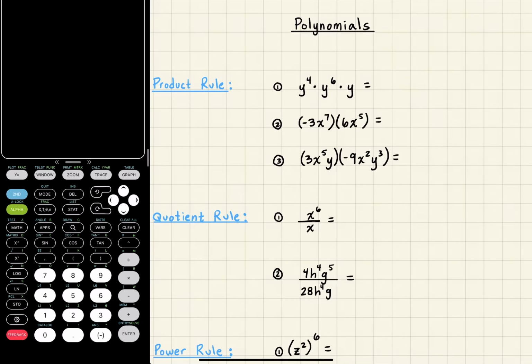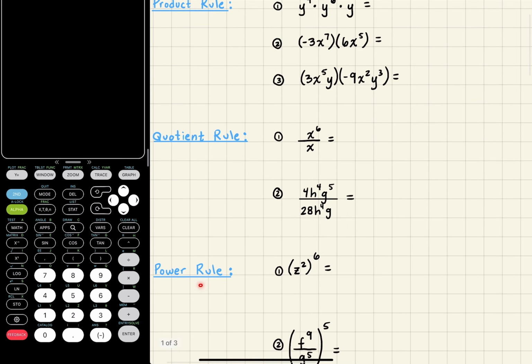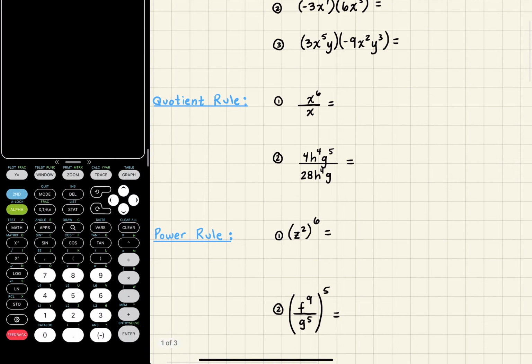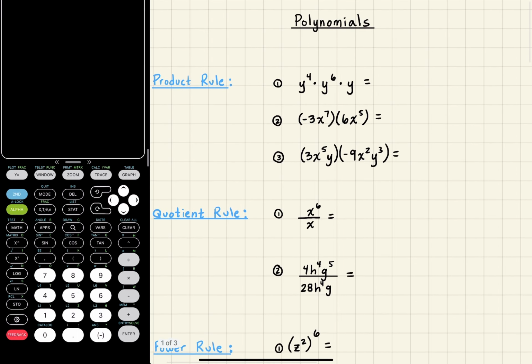We're getting ready to tackle polynomials here, so I wanted to make sure we had an understanding of these three rules that will most definitely come up in class and on the homework. And the three rules are the product rule, the quotient rule, and the power rule here. So I've got some example problems for each of these that I figured we could go through today.